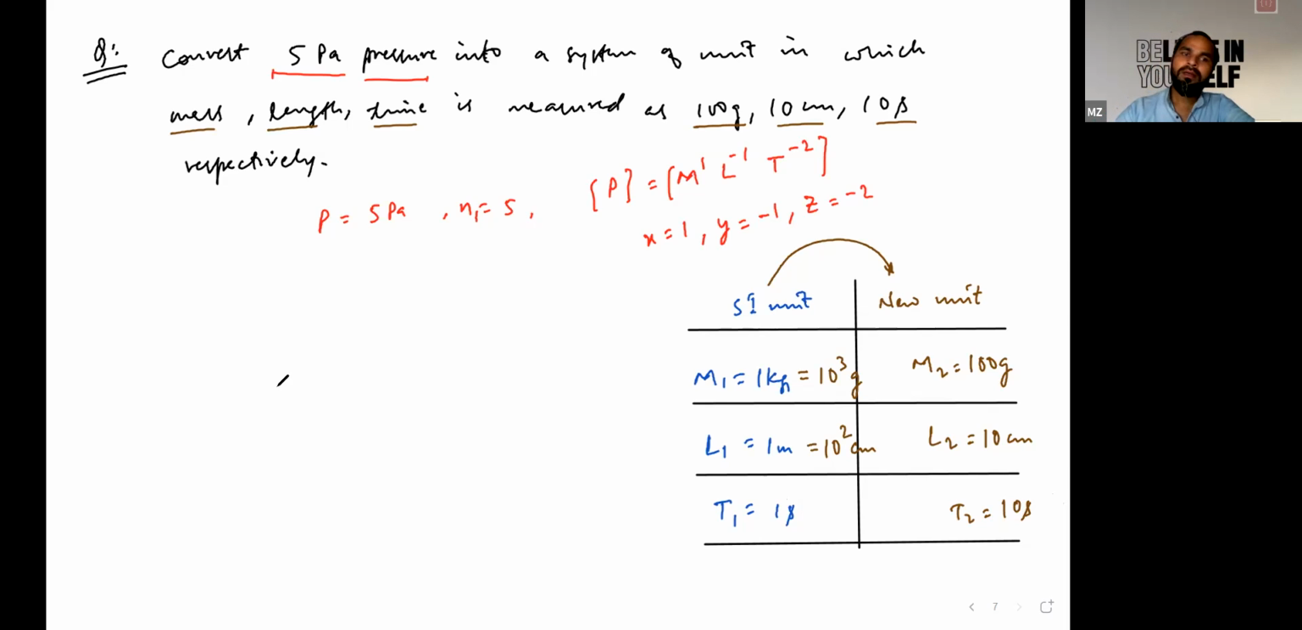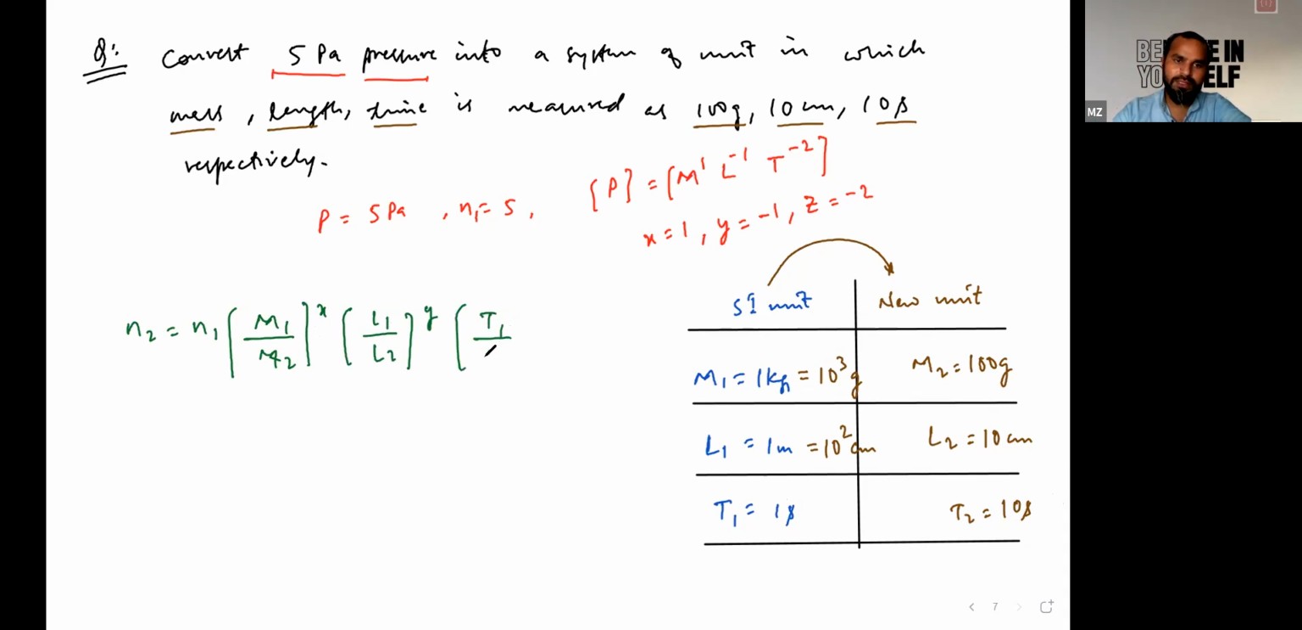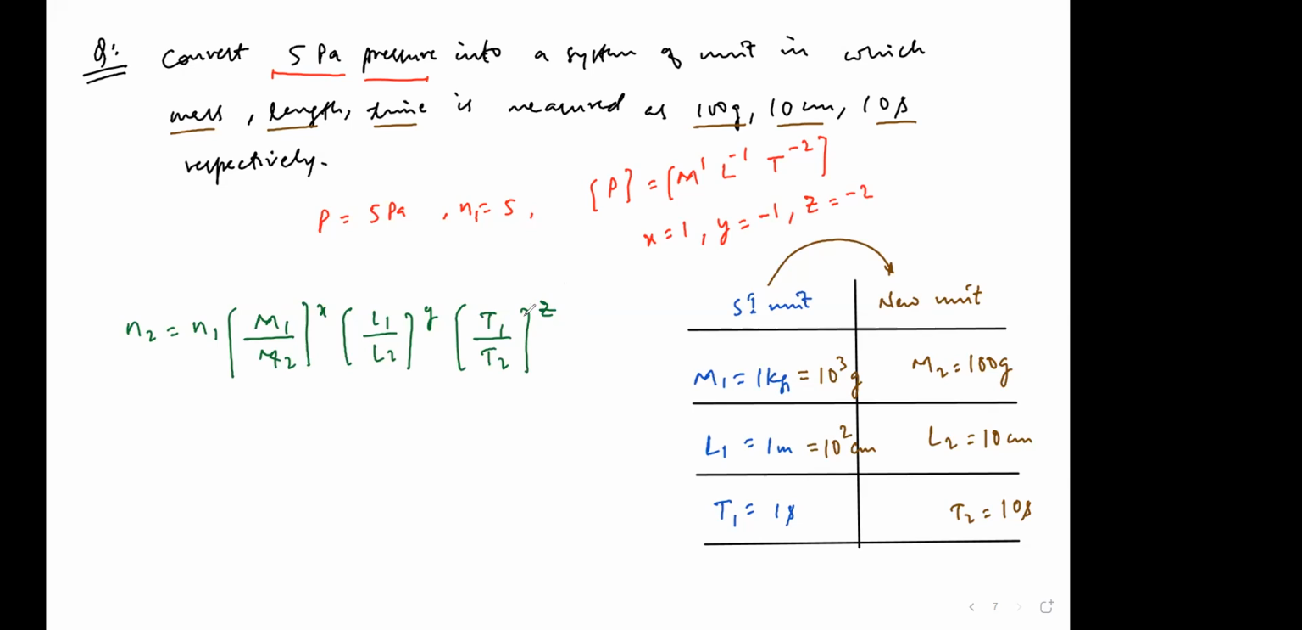Okay, I get it. So just write the equation: N2 equals N1, M1 over M2 to the power X, L1 over L2 to the power Y, and T1 over T2 to the power Z. Put all the values in this particular equation and try to simplify it. Okay, Shakir? Okay, sir, fine. Now I will send you the answer.